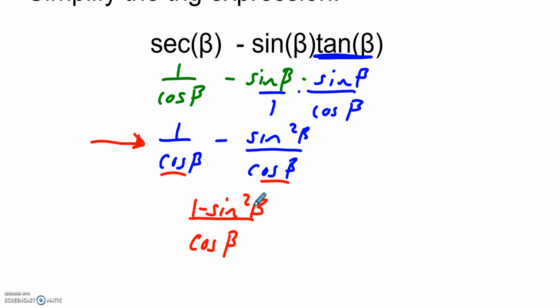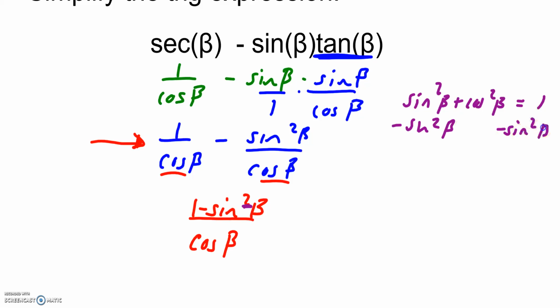Now, if you're not convinced yet that this made it more simple, I want you to notice that we have a squared term. And the Pythagorean identity is sine squared theta, or x, I'll use beta, plus cosine squared beta equals 1. If I get this identity in this format and I subtract the sine squared beta to the other side, I get that cosine squared beta is equal to 1 minus sine squared beta.